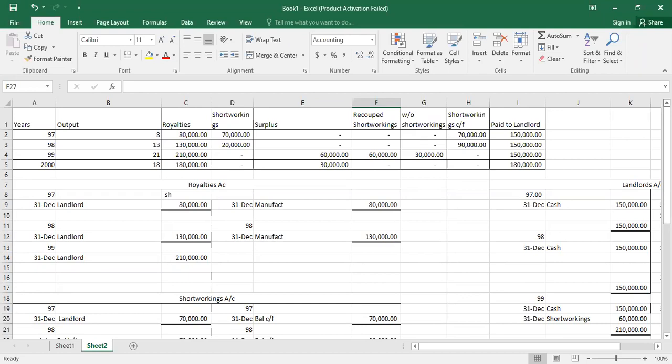We are closing that short workings written off. If you go through our entries, we appreciated that if at the end of the financial year we have any short workings to be written off, we debit the manufacturing account and credit the royalties account. And then to recognize it as an expense, we debit our P&L and credit the short workings account, isn't it?